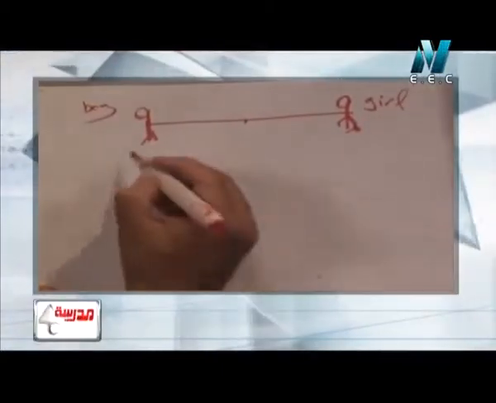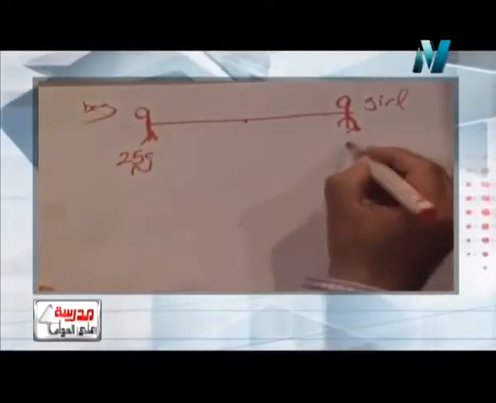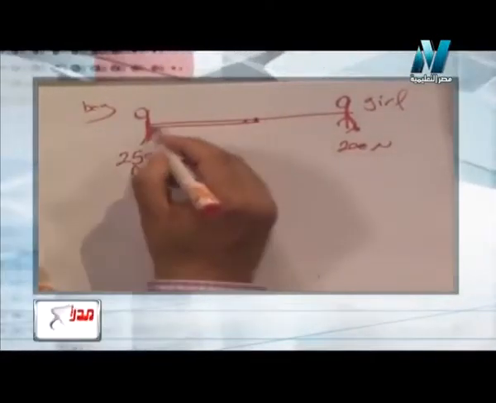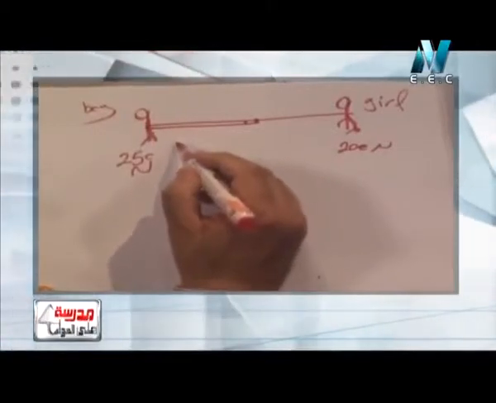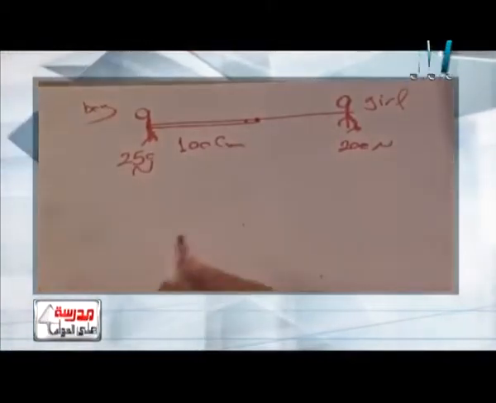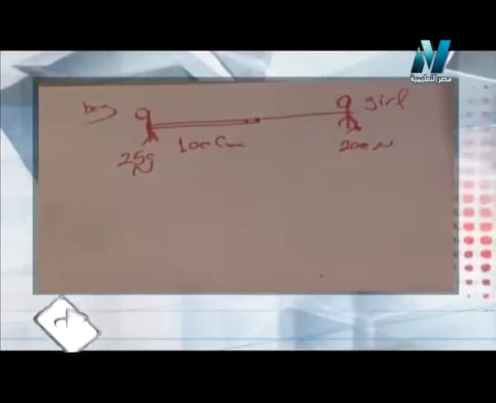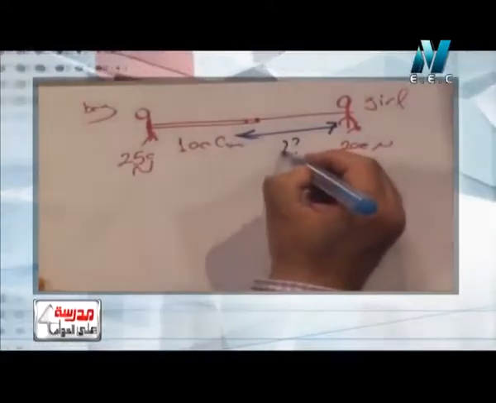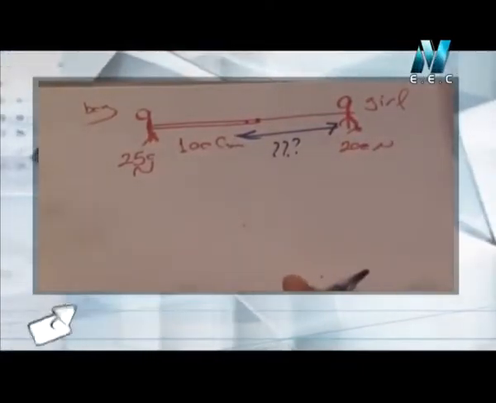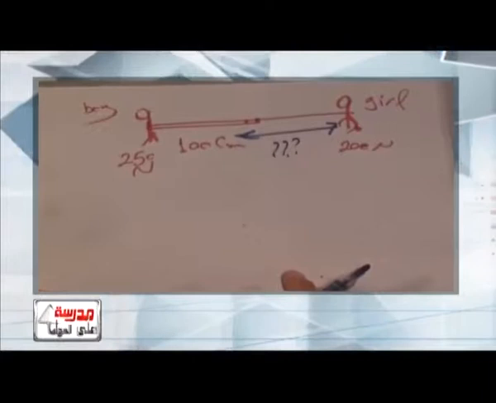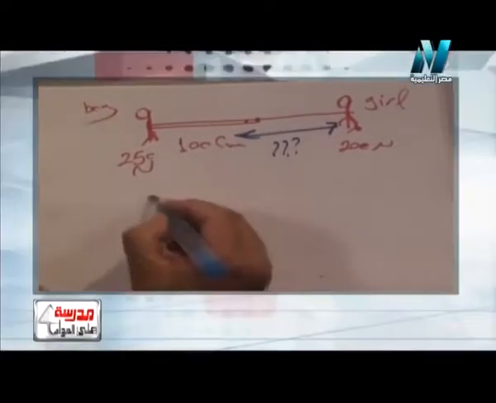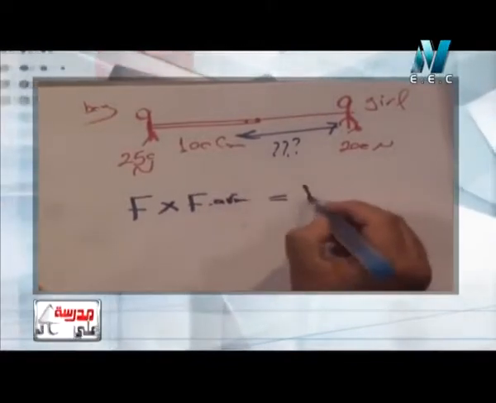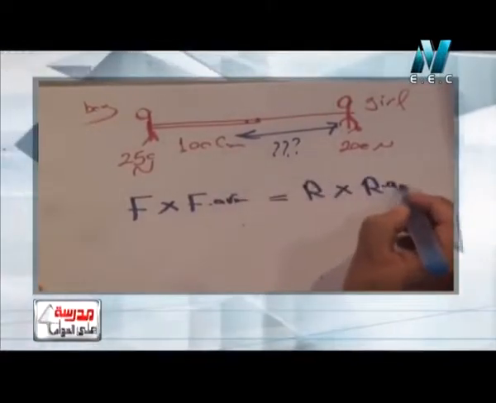The boy is 250 Newton, the girl is 200 Newton. The distance between the boy and the fulcrum is all this distance. It will be 100 centimeter, and I want to know the distance of the girl to make balance. So how can I answer this problem? I can answer this problem by writing the law at first. Effort force by effort force arm equal resistance by resistance arm.